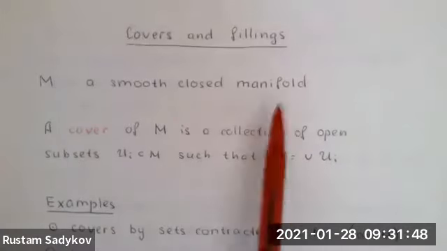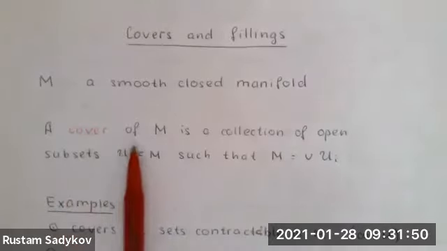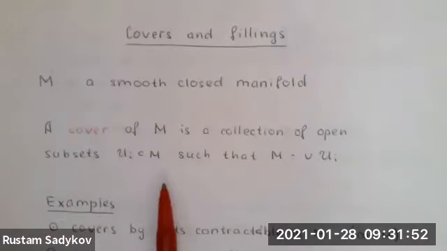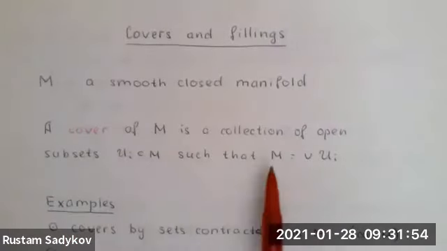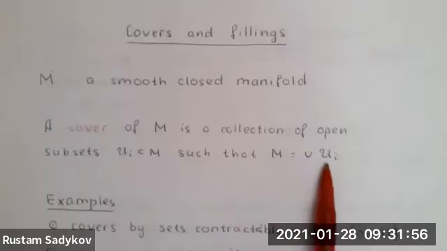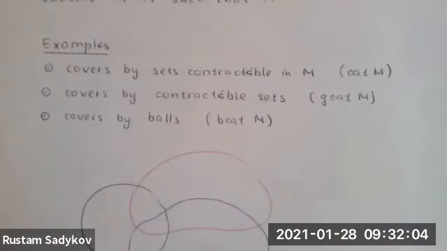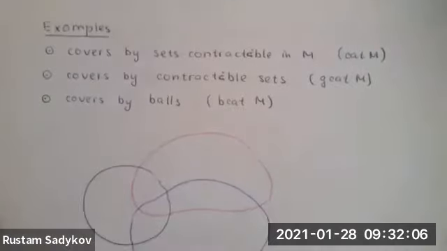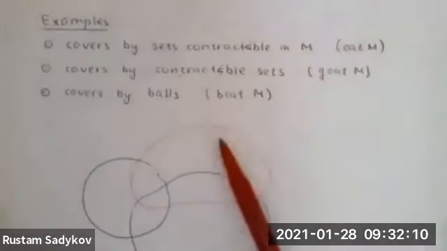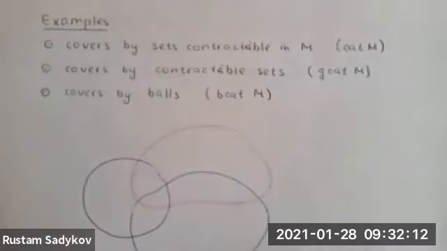So let M be a smooth closed manifold. Then a cover of M is a collection of open subsets of M such that M is covered by these open sets. And there are quite a few covers that are interesting to consider. We can cover manifolds by sets that are contractible. We can cover the manifold M by just balls.